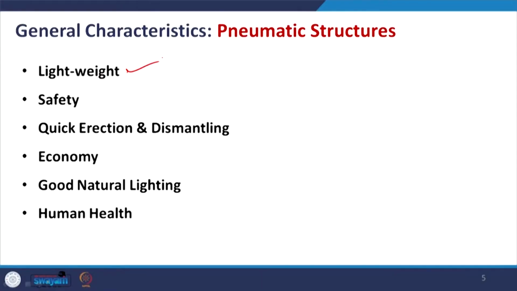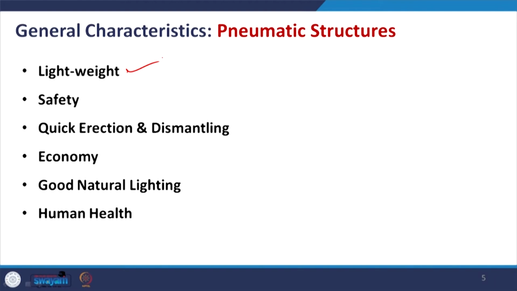Now, coming to the general characteristics, looking at these examples, that these are very common, I do not think you will be surprised to know something about that. Lightweight, definitely it is very lightweight material because of the thin membrane. Safety is another important issue, and it will have two kinds of answers. When it is a small scale, closed form application, it is safe because it is just filled with air.